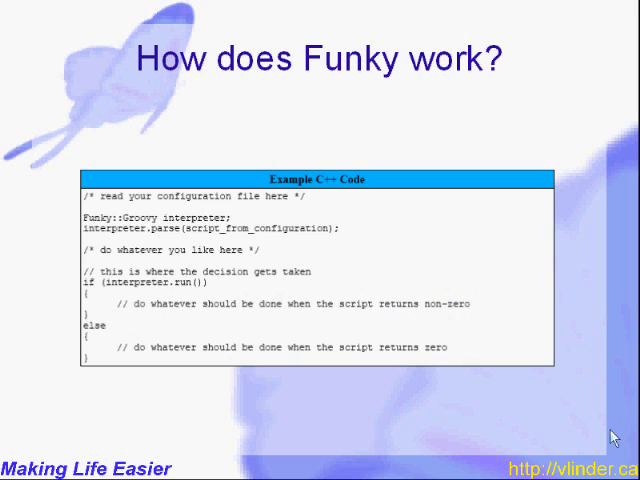This is an example of a very simple integration of Funky being used as a persistent predicate. So basically you have a single instance of the interpreter, in this case Groovy, the integer dialect of Funky. A script is parsed by it and subsequently run, and the return value of the script is being used as a predicate.